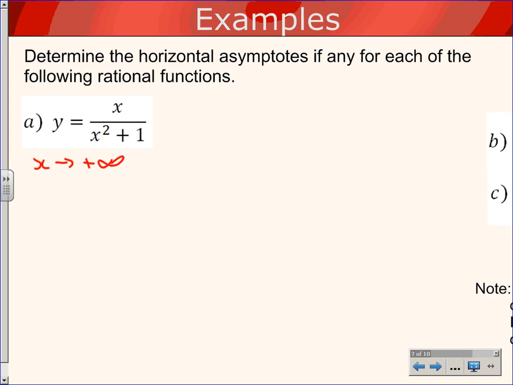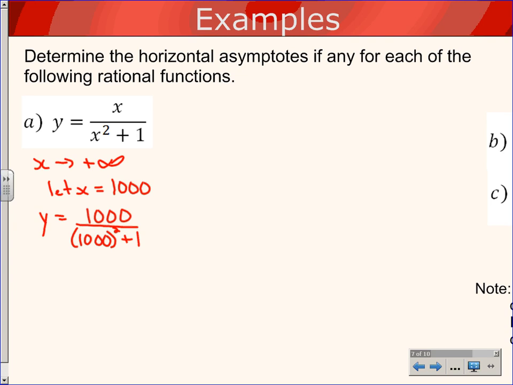I'm going to pick a test point. Let x be 1,000. That doesn't seem too big, but it's one that we can handle relatively easily. So if x is 1,000, what's y? It'll be 1,000 on the top, and on the bottom, it'll be 1,000 squared plus 1. Now, do we need to pull out our calculator for that? Because what we're interested in is: is there a horizontal asymptote? Is this approaching something?